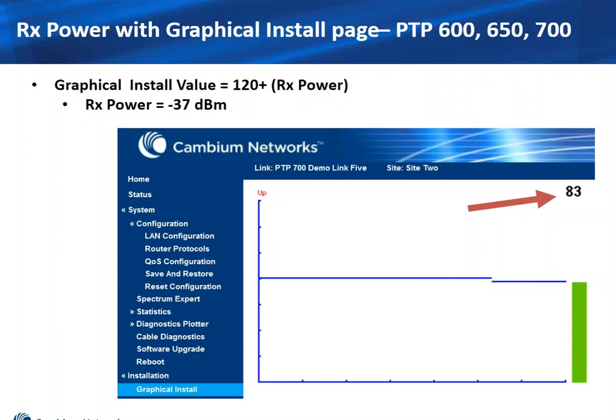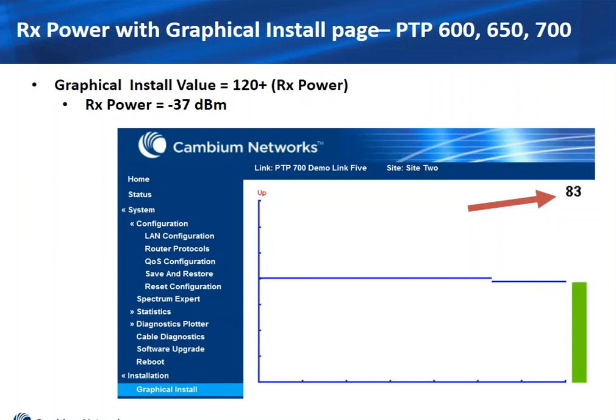So if you saw an 83 number in a red bar, we would expect some sort of configuration error that's allowing us to see received signal strength but not actually connect. So just from a troubleshooting standpoint. Now, what does this number mean? The graphical install value is equal to the number 120 plus your received power. So if you did the math on this, 100 plus minus 37 equals 83. So that's where that number comes from.